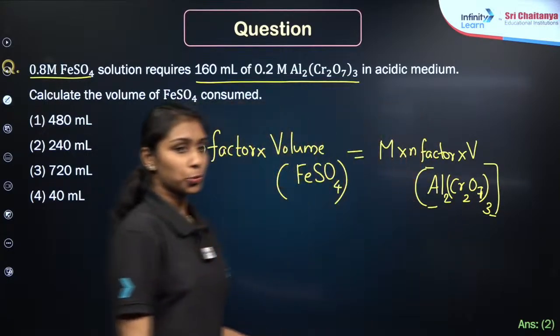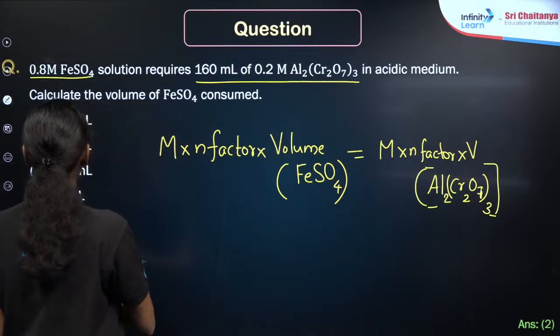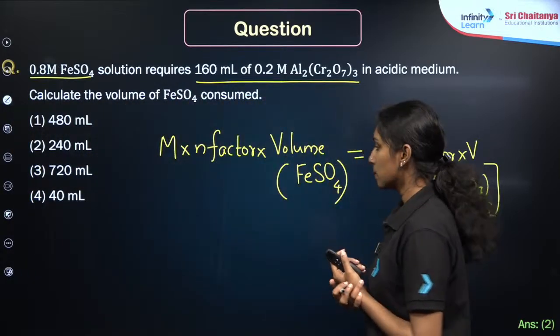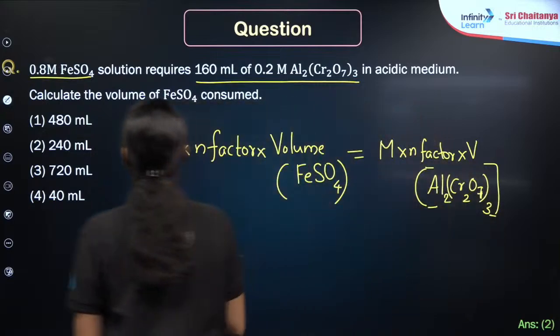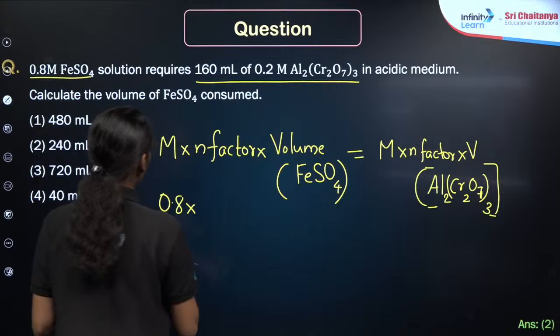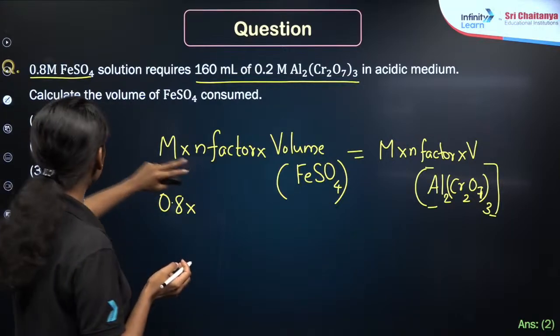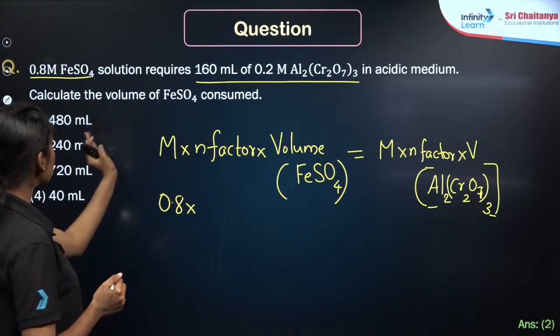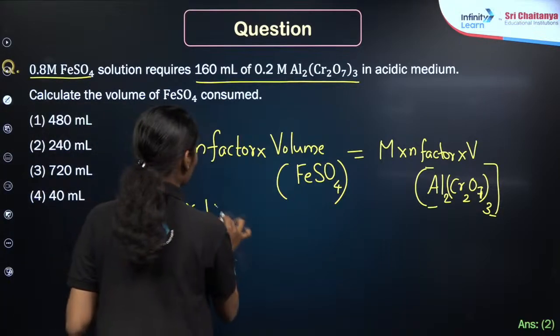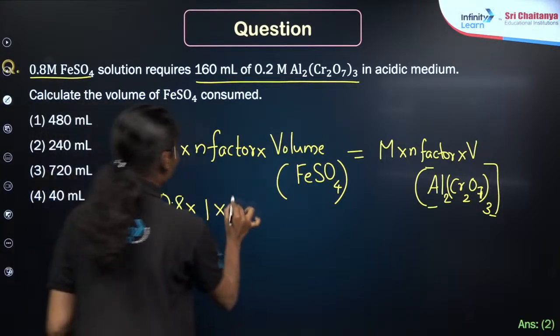Option 2 is the correct answer here, that is 240 milliliters, right? If I am taking 0.8 molar, 0.8 into, then what about the n factor here? If I am taking FeSO4, it will change from Fe+2 to Fe+3. So the n factor will be 1. Then what about the volume? Volume we have to find out.